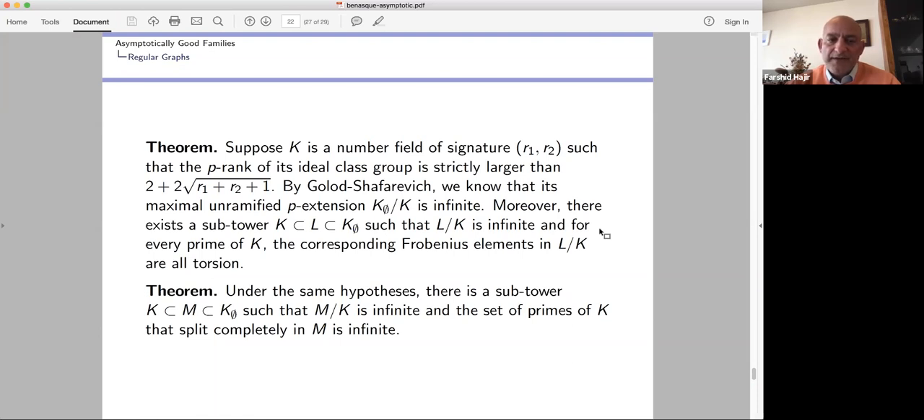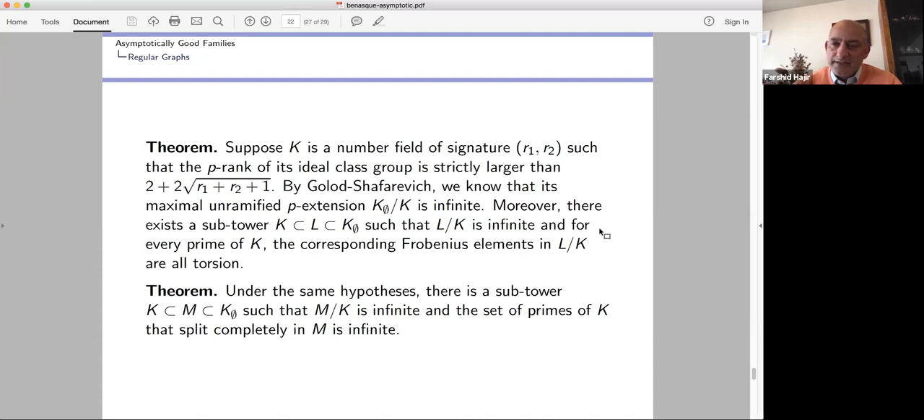But when the P rank of the ideal class group is strictly bigger, what we were able to show is that there's some subtower inside the infinite tower where for every prime, the Frobenius elements are all of finite order. So every prime almost splits completely. It splits completely after a finite base change.